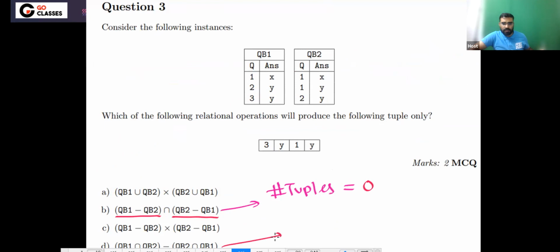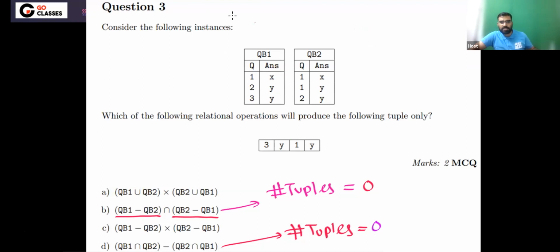What about the number of tuples here? First you are taking their intersection, then you are removing. So basically these will be the same. So anyway, again it will be 0. Remember. So this is the question. You can see the question.